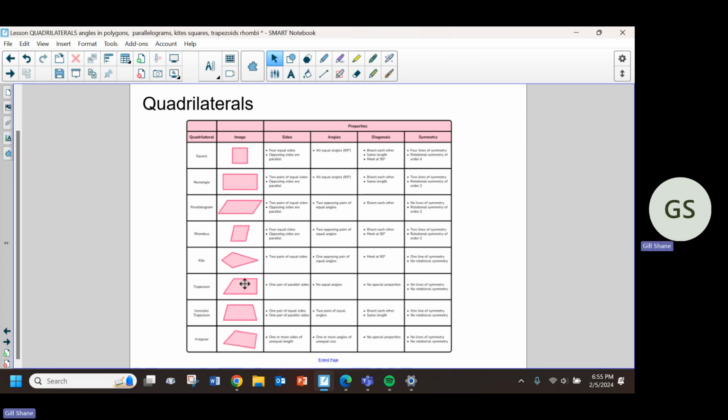I don't know if it's called an irregular trapezoid. Actually, they call it trapezium or trapezoid. I'm going to zoom in a second. We'll see. And then isosceles trapezoid. And then just an irregular polygon, I guess.